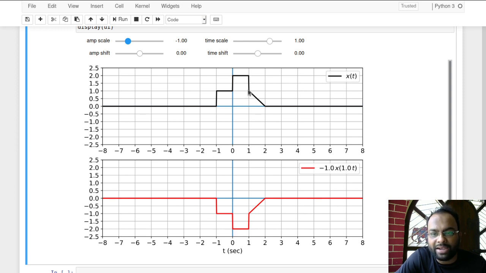Wherever the signal decayed from a value of 1 to a value of 0, now it is going from a value of -1 to a value of 0. So you can understand what happened after multiplying by -1: the signal got flipped about the horizontal axis. Doing an amplitude scaling with a value of -1 flips the signal about the time axis. So this is the time axis, and about that the signal was flipped. This is basically a mirror image about this axis.